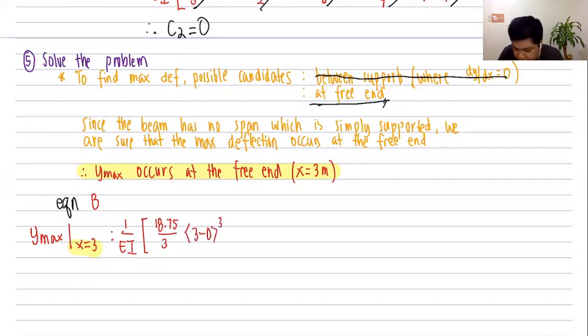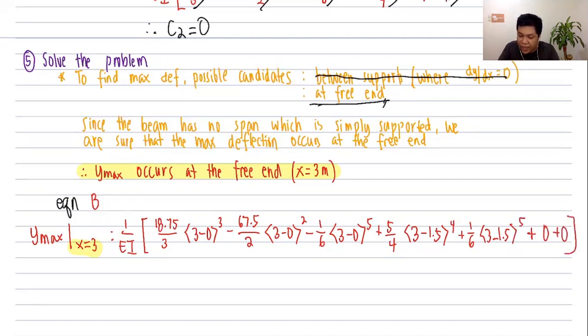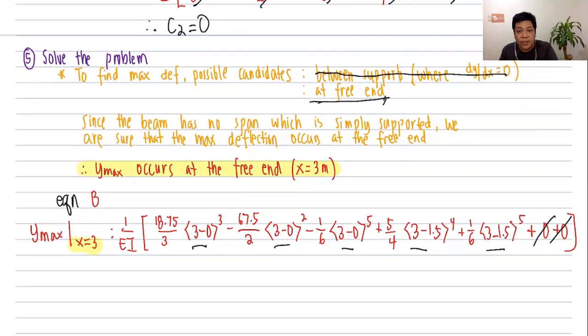3 minus 0 cubed minus 67.5 all over 2. 3 minus 0 squared minus 1 over 6. 3 minus 0 raised to 5 plus 5 over 4. 3 minus 1.5 raised to 4 plus 1 over 6. 3 minus 1.5 raised to 5. C1 and C2 are both equal to 0, so I don't need to write them anymore. So that cancels out. Now, if I look at all the terms, everything is positive inside the brackets.